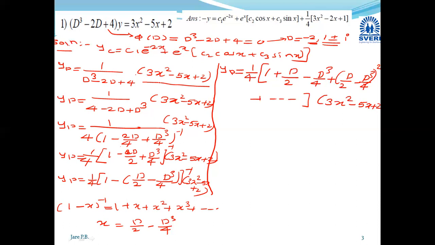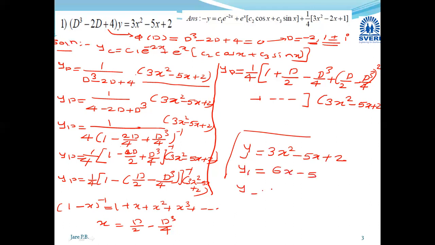Up to which term do we expand? Up to d cube or up to which term? Suppose y equals 3x square minus 5x plus 2. The first derivative y1 is 6x minus 5. The second derivative y2 is 6. The third derivative y3 is 0. So what is the meaning of this d cube?